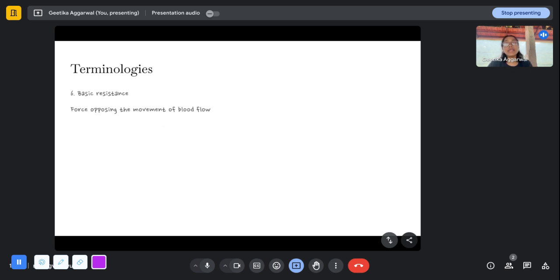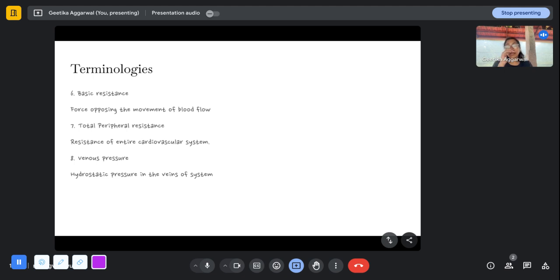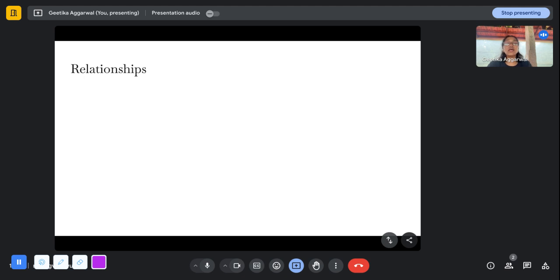Coming on to basic resistance, it is the force that basically opposes the movement of blood flow. That is basic resistance. Any force that opposes the movement of flow is basic resistance. Total peripheral resistance is the resistance of the entire cardiovascular system, not just of the arterial system. And venous pressure is the hydrostatic pressure in the veins. So blood pressure was the hydrostatic pressure in the arterial system, venous pressure is the hydrostatic pressure in the veins of the system.